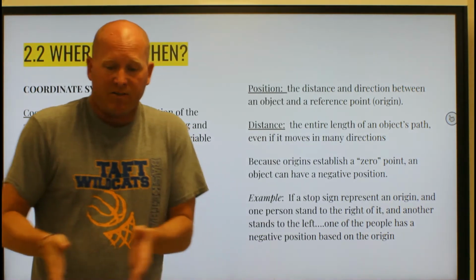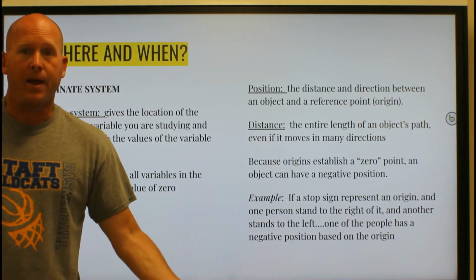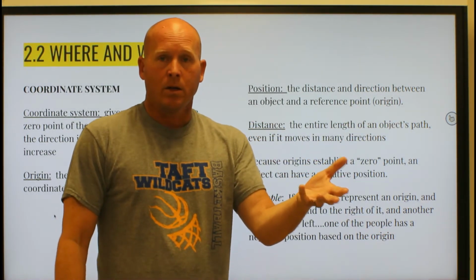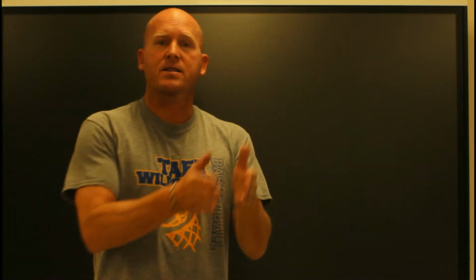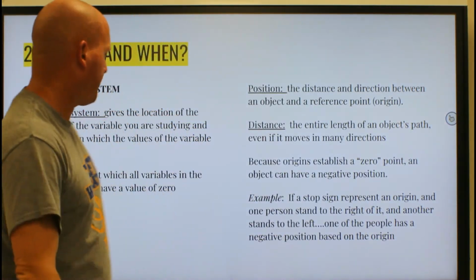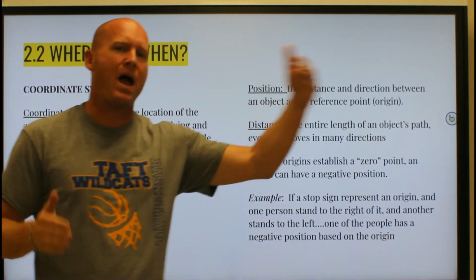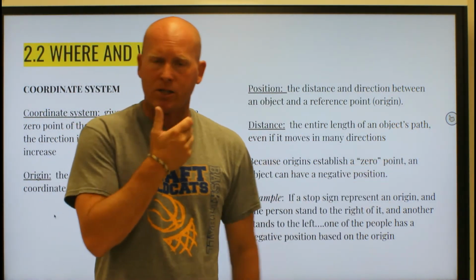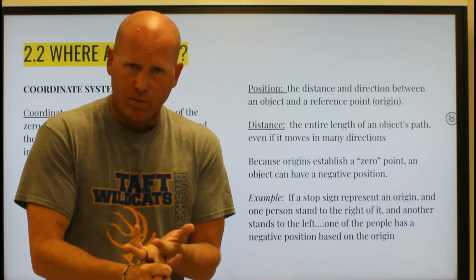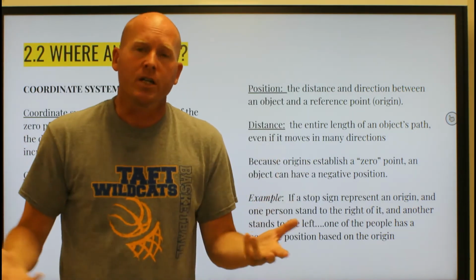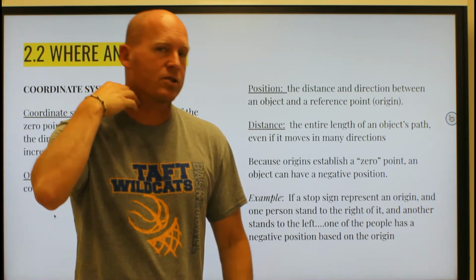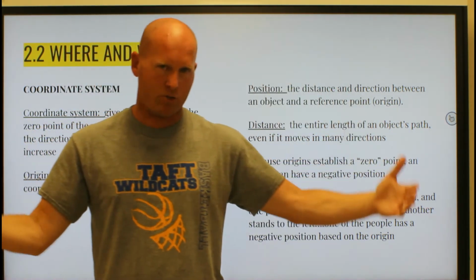I am 5 feet to the right of my bed, or I am 20 miles outside of Bakersfield, or 20 miles outside of Taft, right? That is a position based on a point of origin or a reference point. Okay? Distance, though, is the actual path that was traveled. So when someone asks you what's your position, they want to know where you are based on a reference point. If someone said, how far did you go? Well, you went 5 miles, 1 mile, 10 feet, whatever that is. So distance is the entire path that was traveled. Okay?